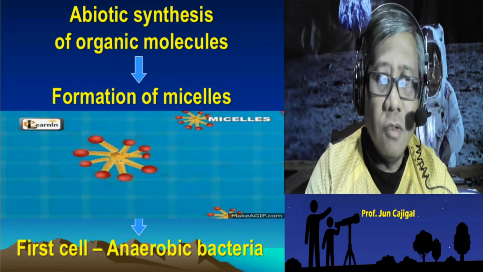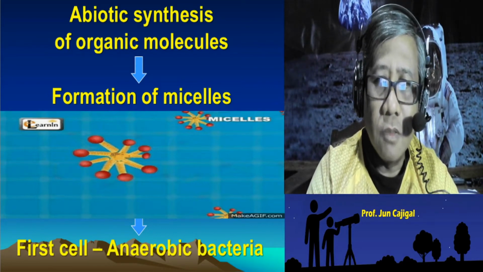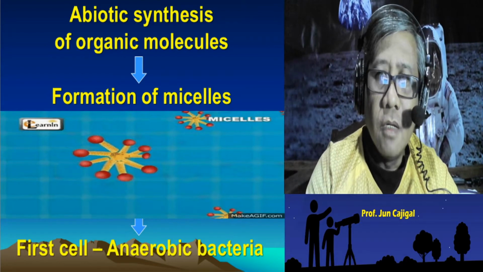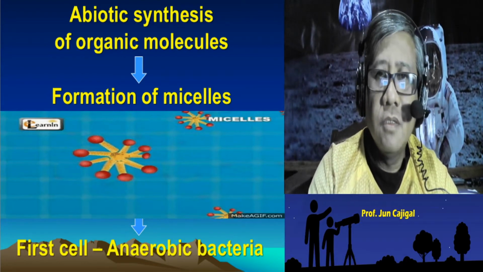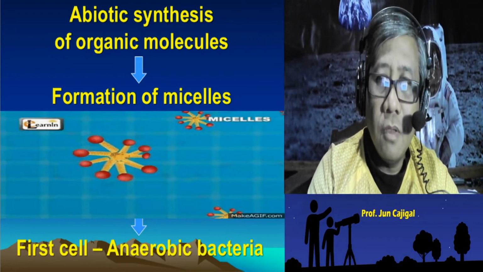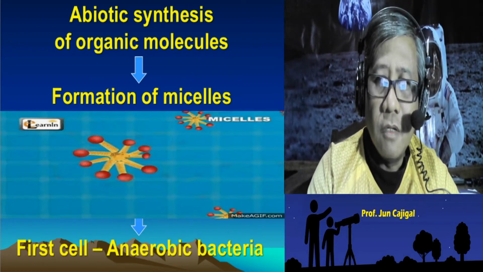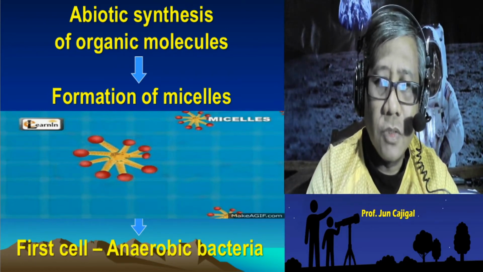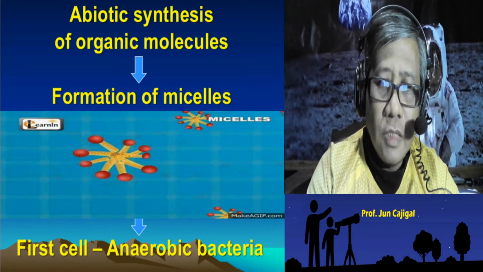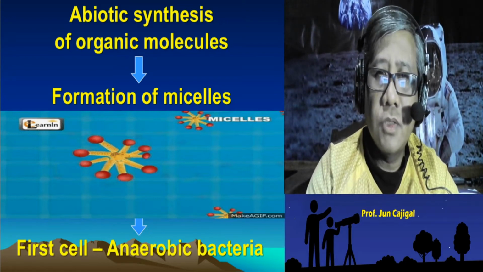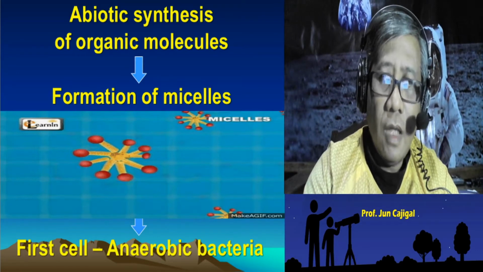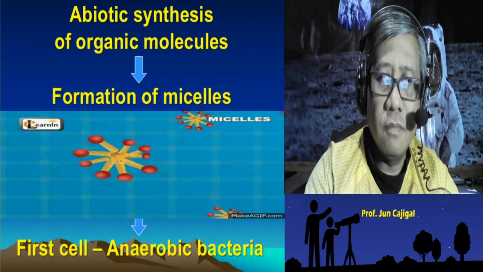I guess in biology, you know what anaerobic means. So when we say anaerobic, these organisms can survive even without oxygen. Because we mentioned earlier that in the primordial atmosphere, there was no oxygen. So these anaerobic bacteria can survive in the absence of oxygen.